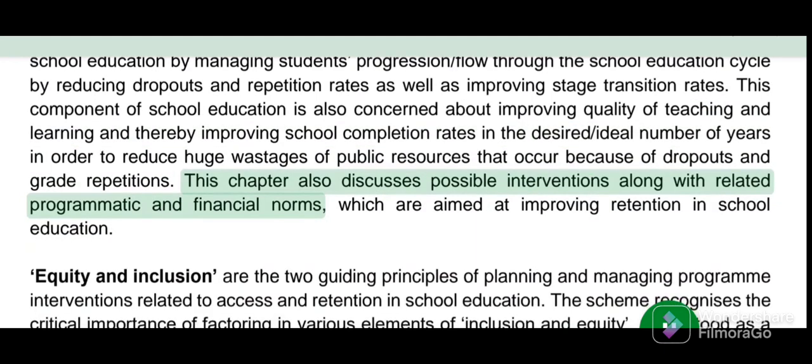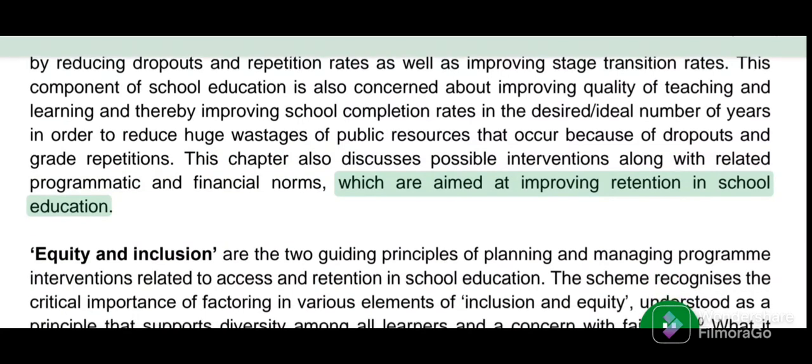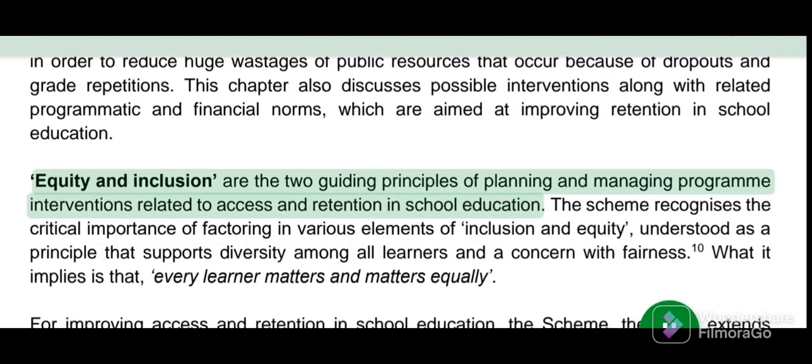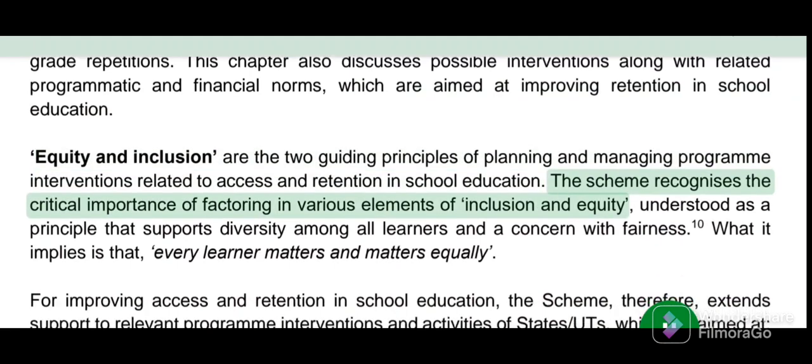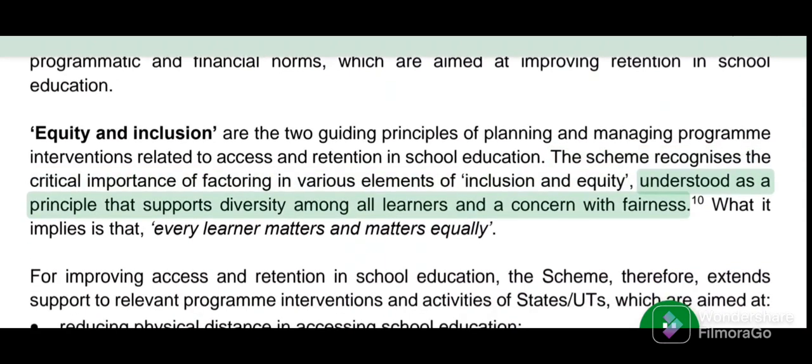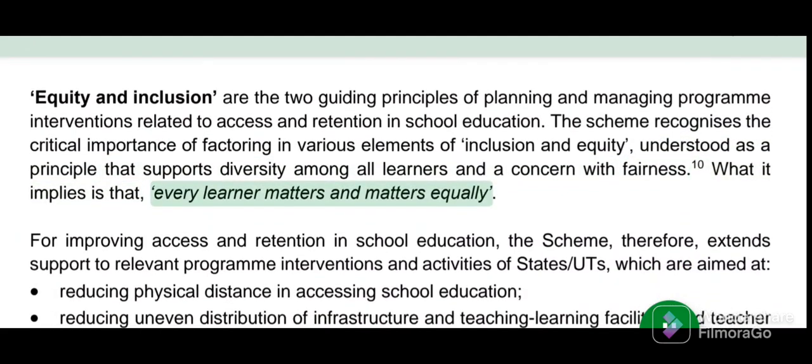This chapter also discusses possible interventions along with related programmatic and financial norms, which are aimed at improving retention in school education. Equity and inclusion are the two guiding principles of planning and managing program interventions related to access and retention in school education. The scheme recognizes the critical importance of factoring in various elements of inclusion and equity, understood as a principle that supports diversity among all learners and a concern with fairness. What it implies is that every learner matters and matters equally.